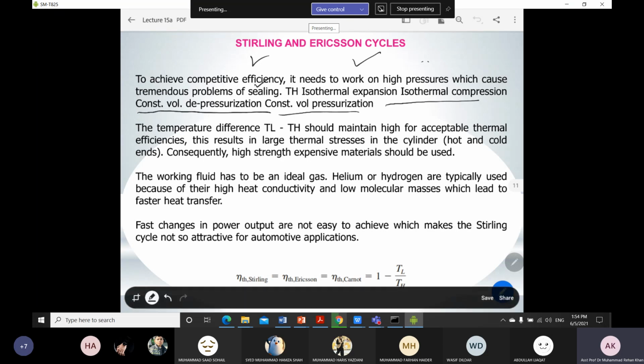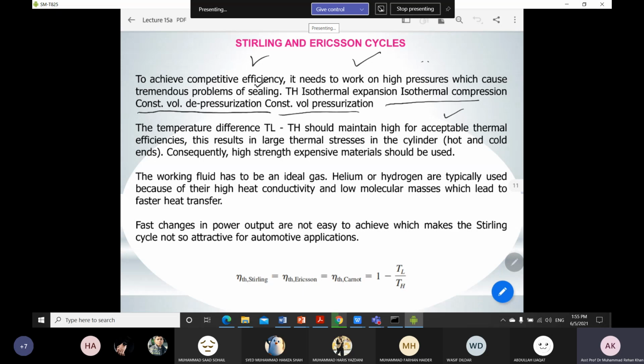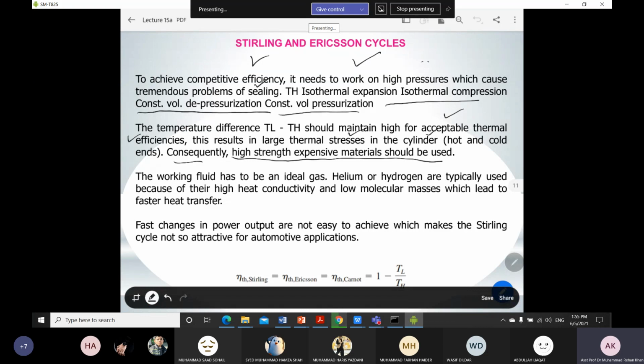Okay, so we already talked about why we are not going to build the Carnot cycle, because two processes are involved, the isothermal heat addition process and the isothermal heat rejection process, and we cannot make isothermal processes for heat addition and heat rejection easily. Okay, and then the temperature difference should be kept high for acceptable thermal efficiency, and this results in large thermal stresses in the cylinder. Okay, and consequently, high strength expensive material should be used in order to develop such types of engines.